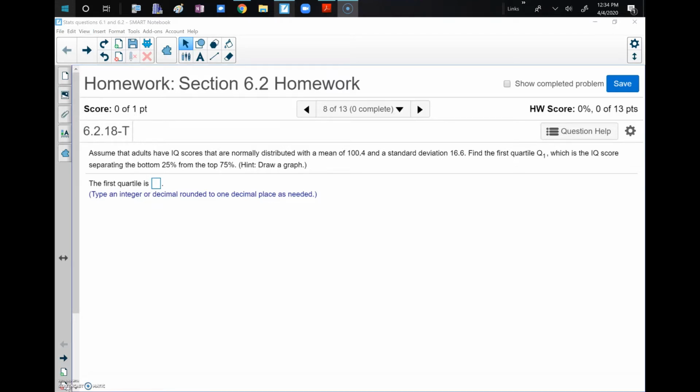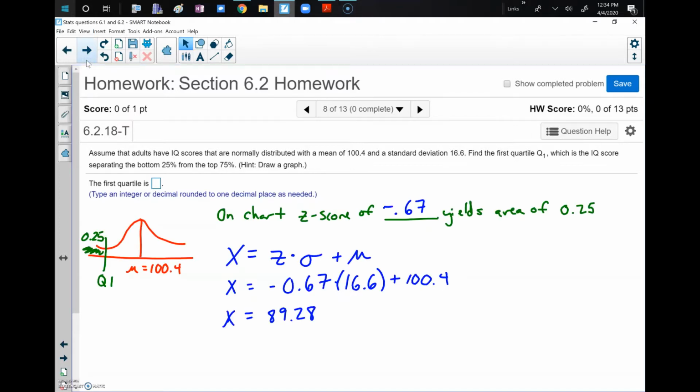So problem 8 is talking about percentiles. It says assume that adults have IQ scores that are normally distributed with a mean of 100.4 and a standard deviation of 16.6. Find the first quartile Q1, which is the IQ score separating the bottom 25% from the top 75%. For these particular problems, I went ahead and worked them out ahead of time for the sake of time and making this video as short as possible. But I'll walk you through the steps that I did to solve this.